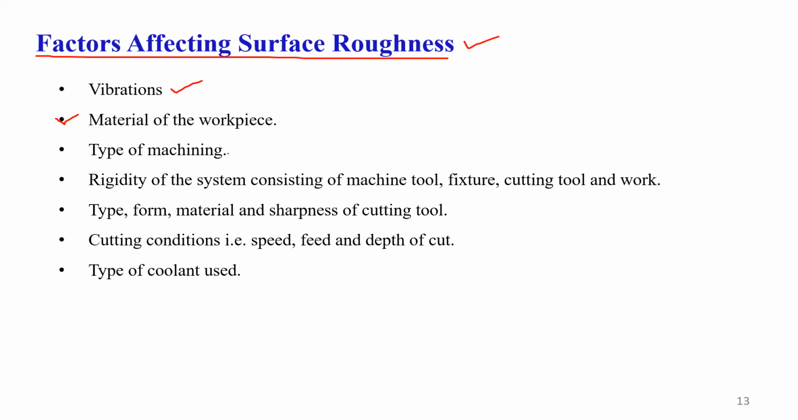And the type of machining used, right? Whether we are using the milling operation or drilling operation or CNC machining operation, okay, type of machining. And the rigidity of the system consisting of the machine tool, fixture, cutting tool, and work. If the machine tool is more rigid, then surface roughness is less. If the cutting tool, work, and fixture are all more rigid, then the vibrations will become less and the surface roughness is also good.